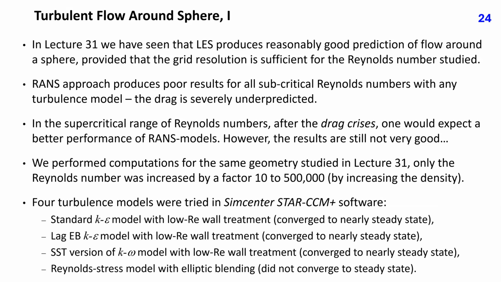We performed computations for the same geometry studied in lecture 31, only the Reynolds number was increased by a factor of 10 to 500,000 by increasing the density. Four turbulence models were tried in Simcenter STAR-CCM+ software. Standard K-epsilon model with low Reynolds wall treatment, which converges to a nearly steady state. Lien EB K-epsilon model with low Reynolds wall treatment, which also converged to a nearly steady state. Menter's SST version of K-omega model with low Reynolds wall treatment, which also converged to a nearly steady state. And a Reynolds stress model with elliptic blending, which did not converge to steady state.